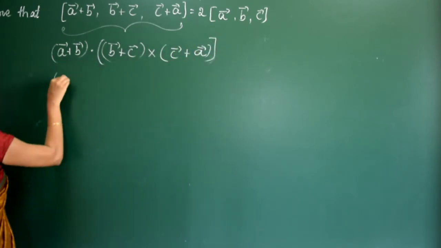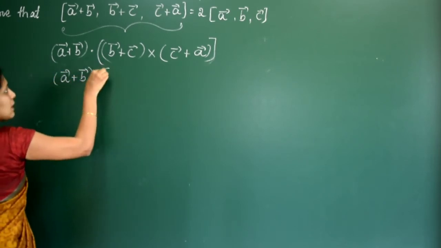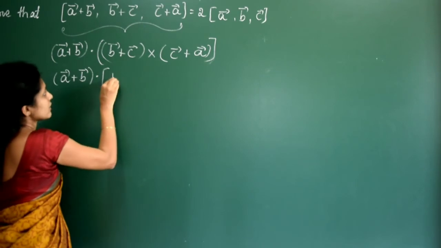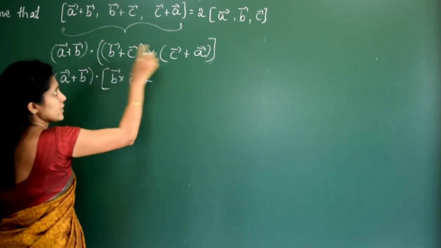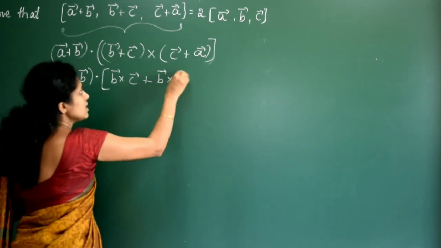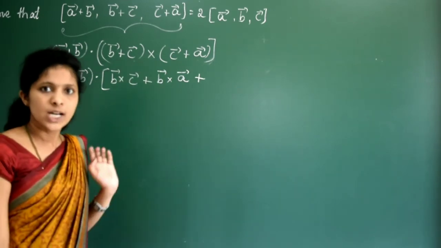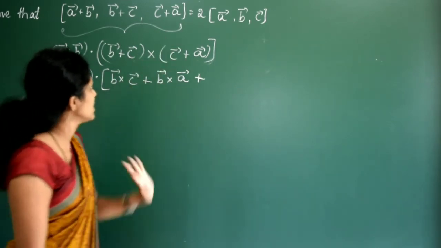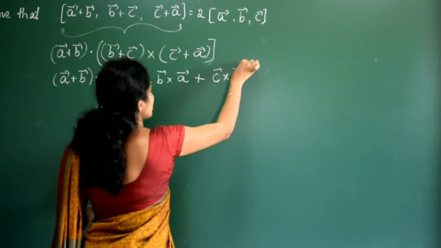Multiply this. So this is now A vector plus B vector dot, I'll multiply here B vector cross C vector plus B vector cross A vector. Next will be plus C vector cross C vector, it will be equal to 0, right? Remaining with C vector cross A vector.